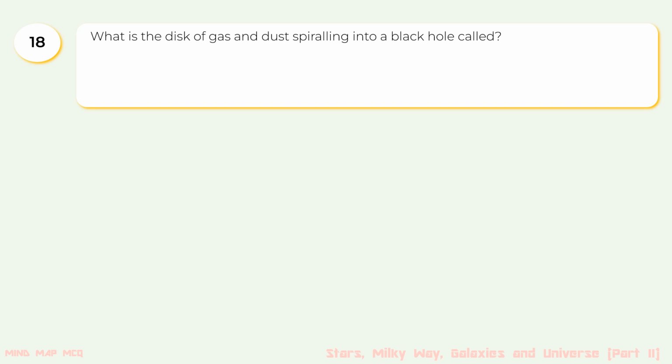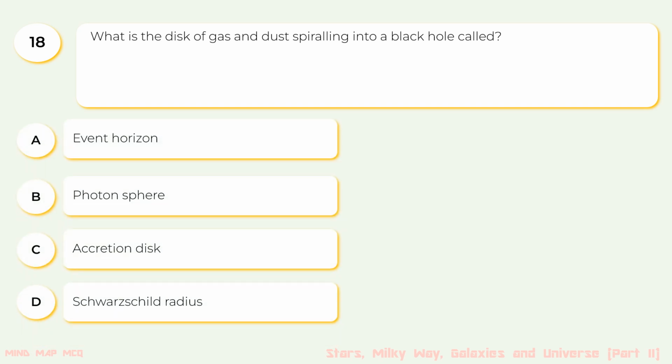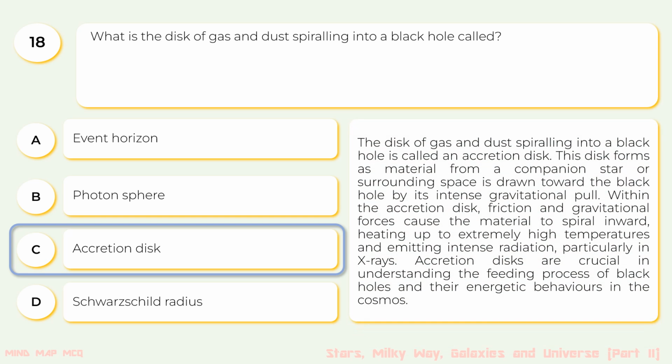18. What is the disk of gas and dust spiraling into a black hole called? The options are A. Event horizon, B. Photon sphere, C. Accretion disk, or D. Schwarzschild radius. The correct option is C. Accretion disk. The disk of gas and dust spiraling into a black hole is called the accretion disk.